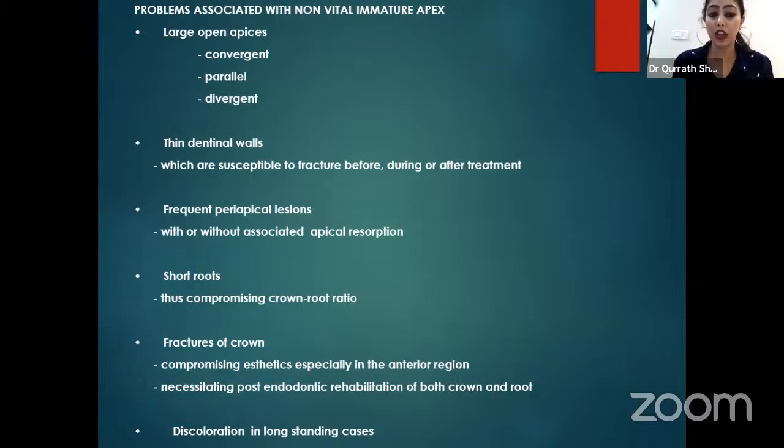And then fracture of the crown. Now, when there is a fracture of the crown, especially in your anterior teeth, that leads to compromising the aesthetics, and you have to initiate an endodontic treatment so that you can rehabilitate both your crown as well as your root structure of your tooth. In long-standing cases, I'm sure as general practitioners in our day-to-day practice, we'll see a lot of cases, especially your front teeth, which are frequently discolored. If you ask the patient, they will give a history of trauma leading to discoloration as well.